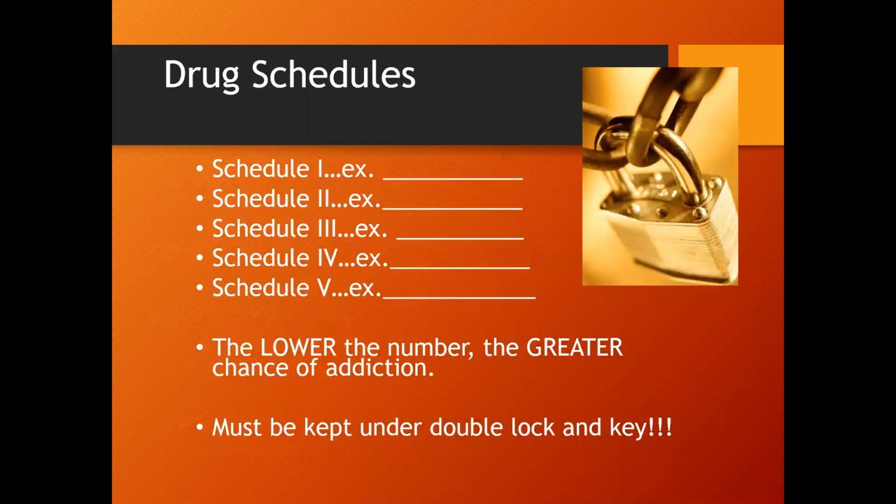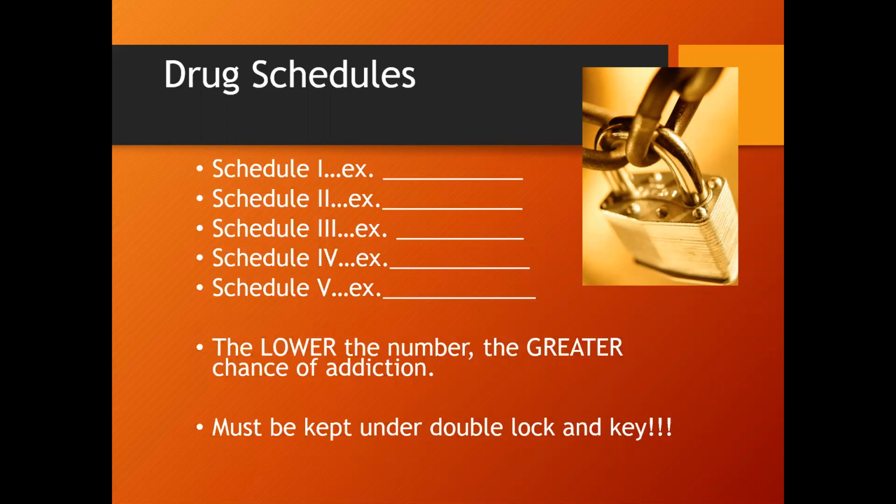Okay. Scheduled drugs. So drugs are scheduled according to their potency. So the lower the number, the greater the chance of addiction. Okay. So Schedule 1 medications include heroin, marijuana. Schedule 2, morphine, cocaine, methadone. Schedule 3, codeine, hydrocodone, anabolic steroids. Schedule 4, diazepam, alprazolam, lorazepam, basically anything ending in PAM. And Schedule 5, over-the-counter cough medicines with codeine.